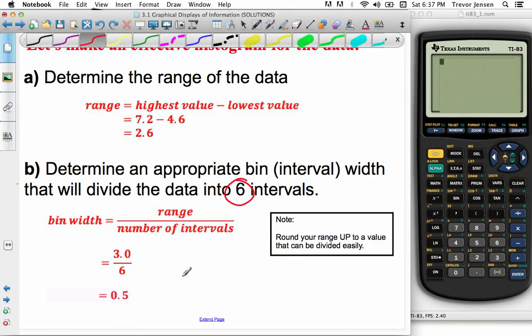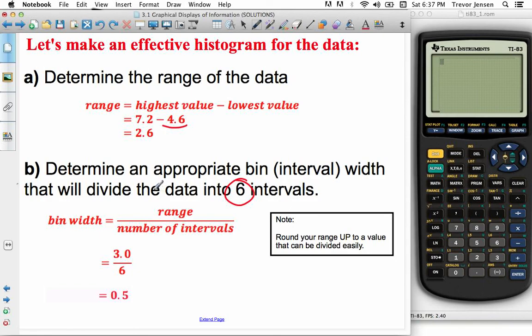So I have an excess of 0.4. So my range, instead of going from 4.6 to 7.2, is going to go from 4.6 to 7.6. But I don't want all of that excess at the end, in that last interval. So I need to distribute it evenly below. So instead of starting at 4.6, I'm going to start lower.